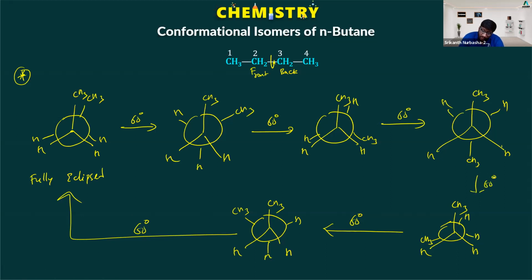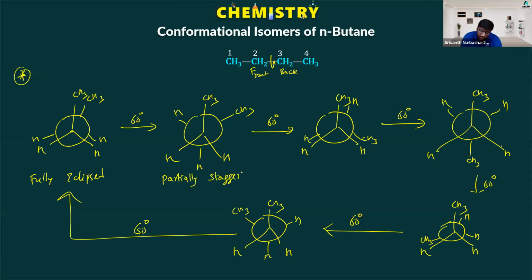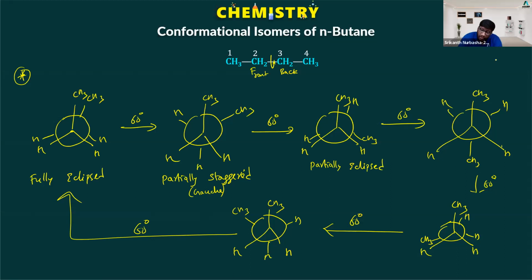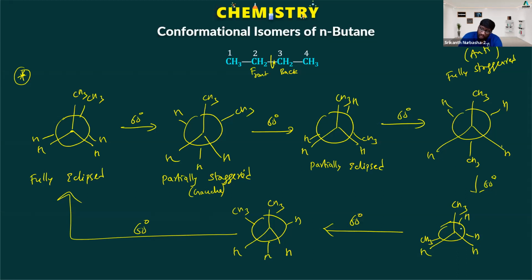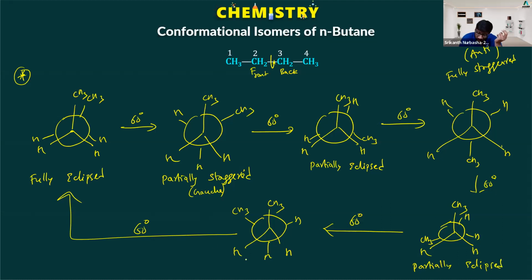Yes or no? So what is this? It is fully eclipsed. What is the second conformation? Partially staggered, which is nothing but the gauge form. The third form is partially eclipsed. And the fourth one is fully staggered, which is also called anti. The next one is partially eclipsed, and the next one is partially staggered, which is nothing but the gauge form again.